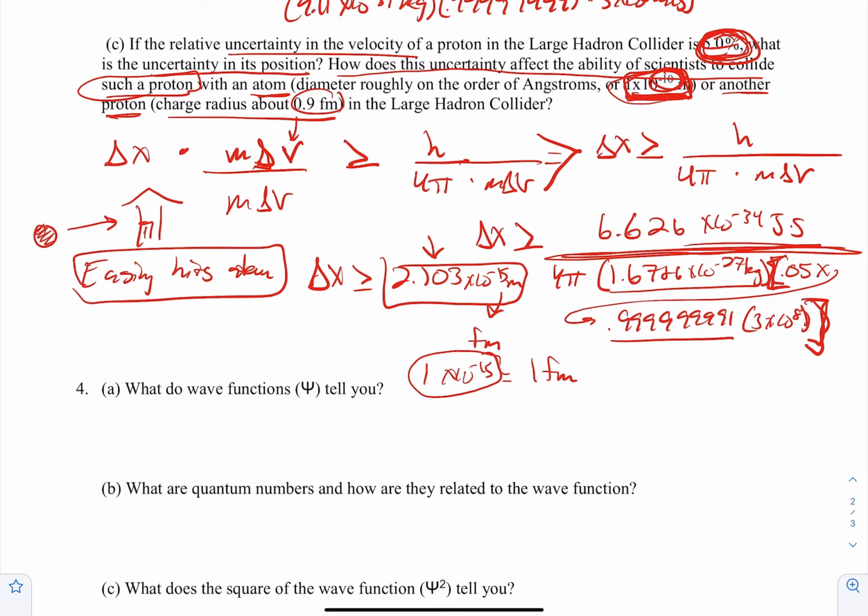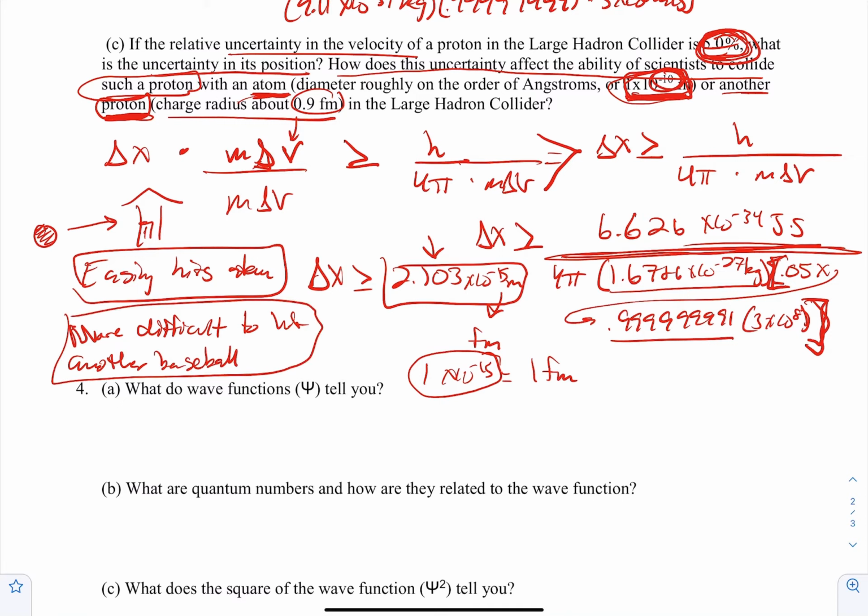But when we're trying to hit it with another proton, here they've asked us to see if it can hit an atom or another proton. It's like throwing a baseball at another baseball. It's kind of difficult, so we would say it's more difficult to hit another baseball. That's how you want to think about the uncertainty principle. Just realize that we're never going to know exactly where something is if we have the velocity, or vice versa. If we have the position, we're not going to really know its velocity either. It's just how it works as far as the subatomic particles go, especially protons and electrons.